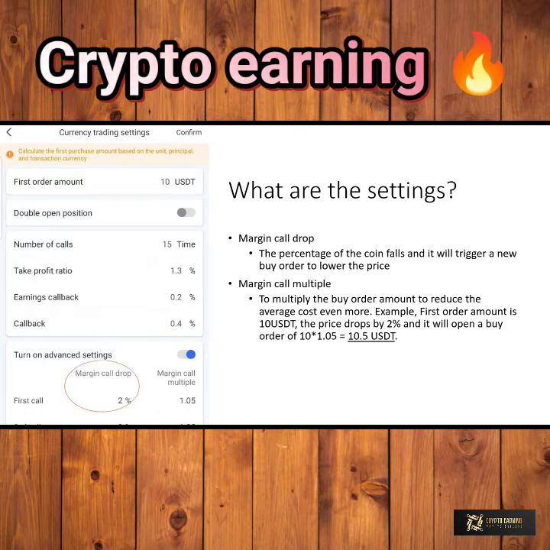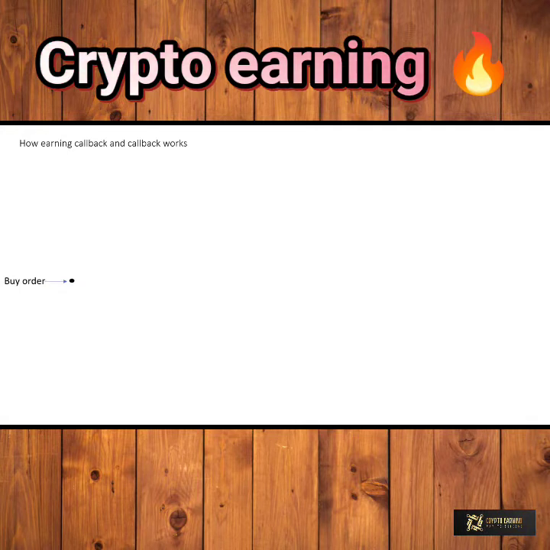Margin call drop is when the percentage of the coin falls, and it will trigger a new buy order to lower the price. Margin call multiple is to multiply the buy order amount to reduce the average cost even more. Example: first order amount is 10 USDT. The price drops by 2% and it will open a buy order of 10 times 1.05, which equals to 10.5 USDT.